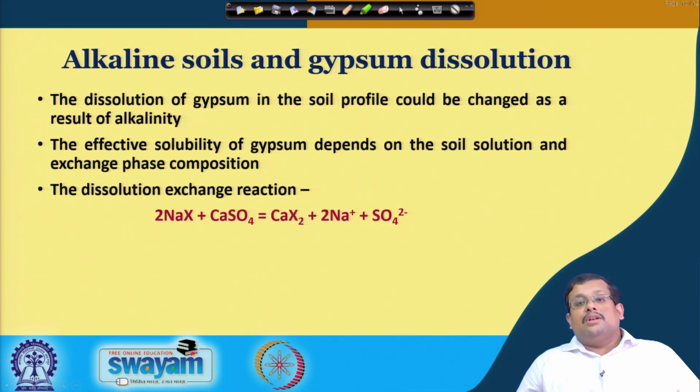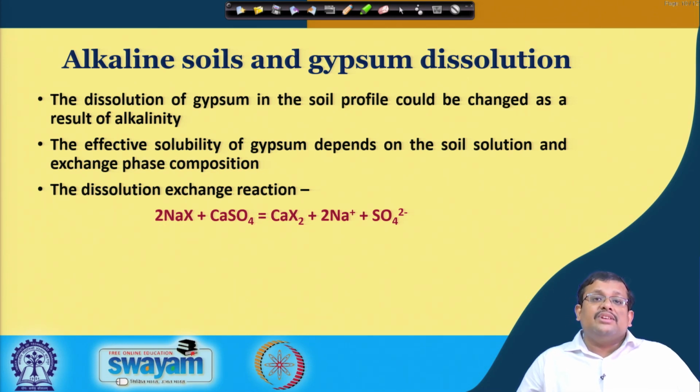So, let us consider the dissolution of the gypsum in the alkaline soil. The dissolution of the gypsum in the alkaline soil profile could change as a result of alkalinity. Now, the effective solubility of gypsum basically depends on the soil solution and exchange phase composition. So, let us see how it occurs.